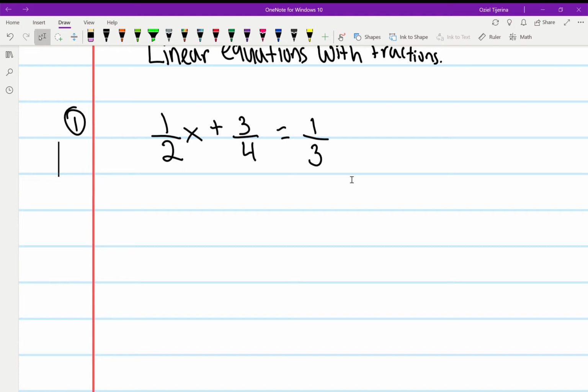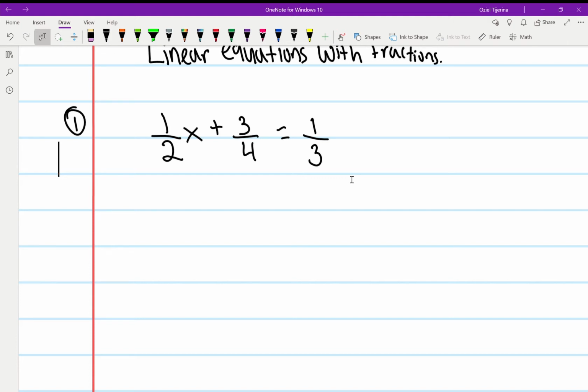So just a quick overview. I don't think I did linear equations with fractions in previous videos, so I am doing them now. But I'm going to do them, like I said yesterday, kind of step by step, one problem at a time. So, let's do this. We have 1/2 x plus 3/4 equals 1/3.